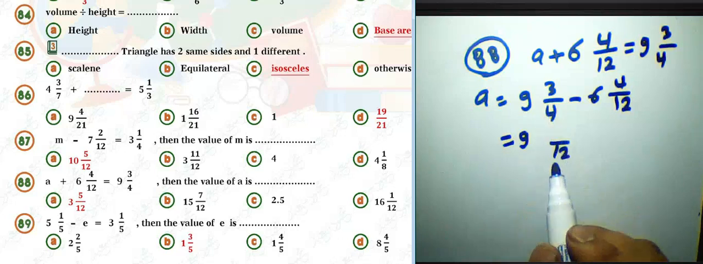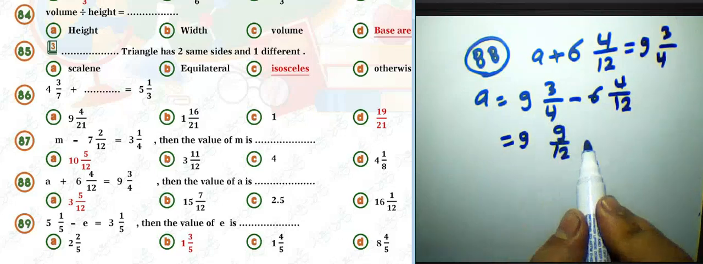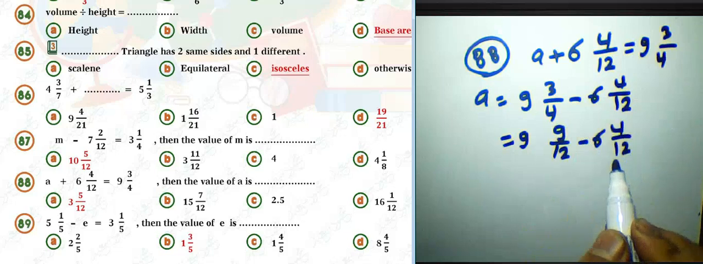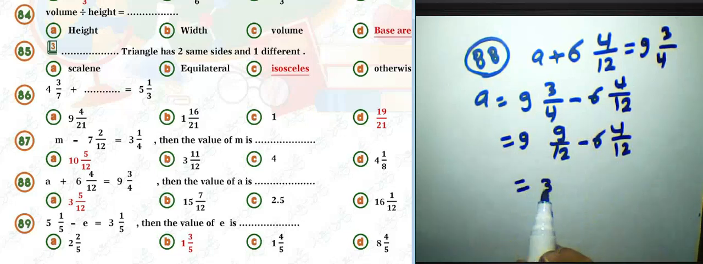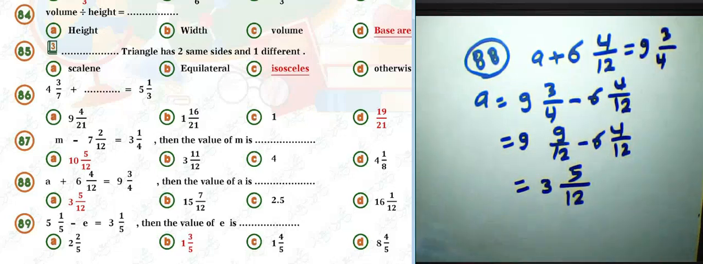And 3 times 3 equals 9 and 4 over 12 here. 9 minus 6 equals 3, 9 minus 4 equals 5. The result will be 3 and 5 over 12.